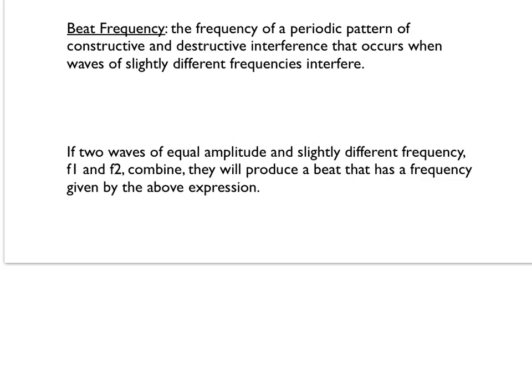Wave interference is the phenomenon that occurs when 2 waves meet while traveling along the same medium. Beat frequency is defined as the frequency of a periodic pattern of constructive and destructive interference that occurs when waves of slightly different frequencies interfere. If 2 waves of equal amplitude and slightly different frequency, f1 and f2, combine, they will produce a beat that has a frequency given by this expression. So your beat frequency is equal to the absolute value of f1 minus f2. So it's just basically the difference between the 2 frequencies.